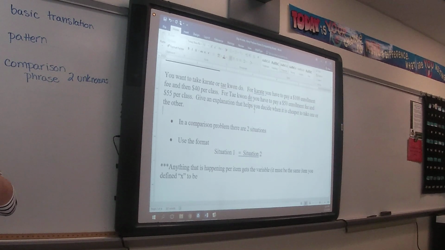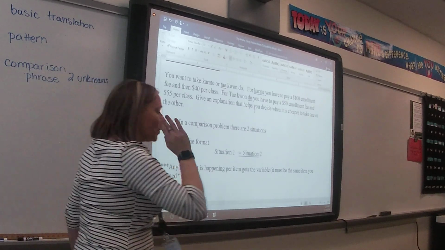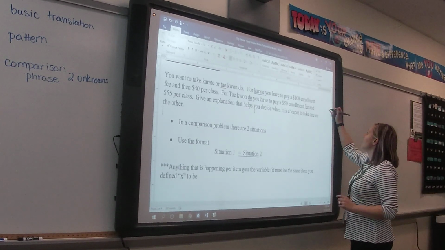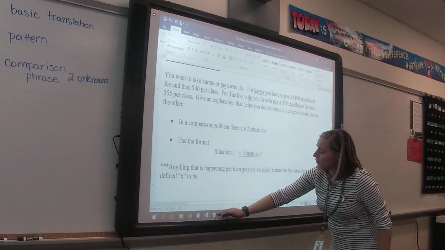If I set them equal to each other, what am I going to find out? Which one's cheaper? It's not going to tell me which one's cheaper. Let's work it out and see if we come up with an answer here, okay? So, rules are still the same. What is this problem asking us to find?